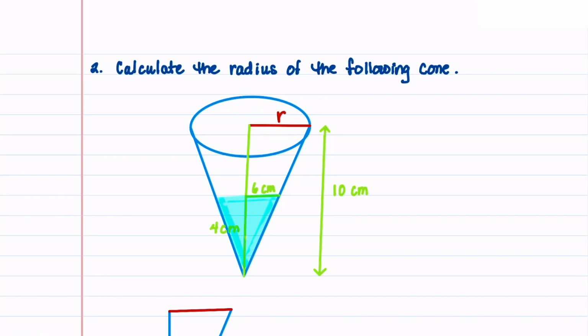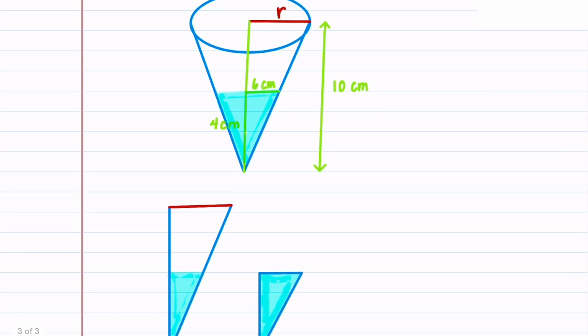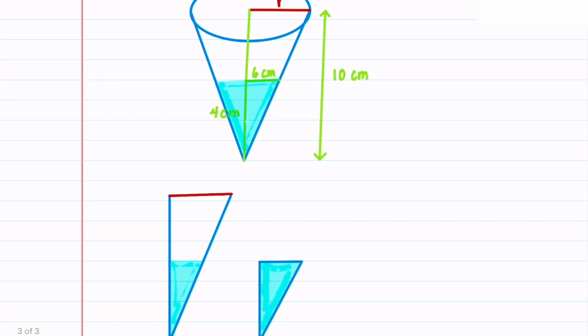In this video, we're going to calculate the radius of a cone that's given here in this diagram. You can think of the blue part as perhaps water that might be filling up part of the cone. In the picture, you can see that we have two triangles which are broken apart below. So let's go ahead and label the side lengths of the triangles.